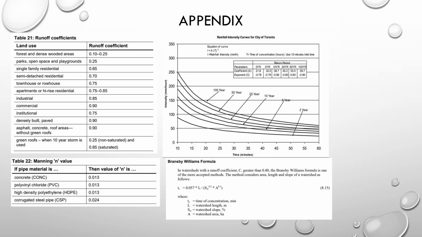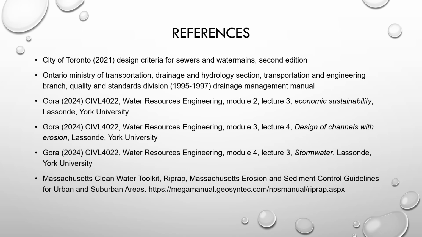Here in the appendix, I have the runoff coefficient table 21 from City of Toronto's criteria for design, as well as the Manning's n value table 22. And we have the rainfall intensity curves for City of Toronto as well, and the Bransby-Williams formula, all of which was used throughout the conduction of this final. Presented below are my reference lists.